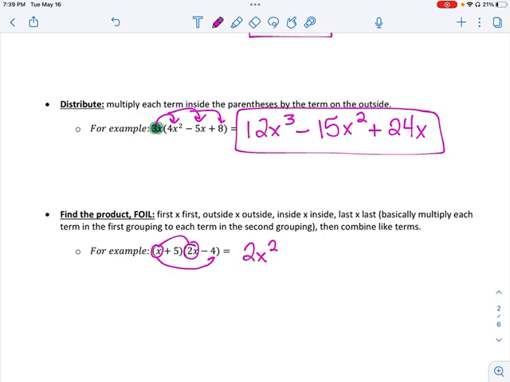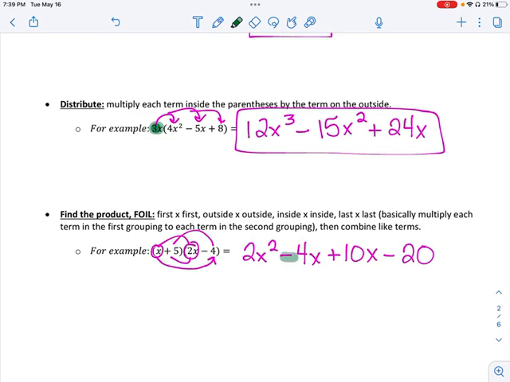Then I'm going to multiply the outside. So x times negative 4 is a negative 4x. Then I'm going to multiply the inside. 5 times 2x is a positive 10x. Then I'm going to multiply the last. And 5 times negative 4 is a negative 20.